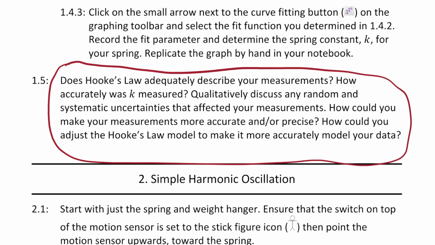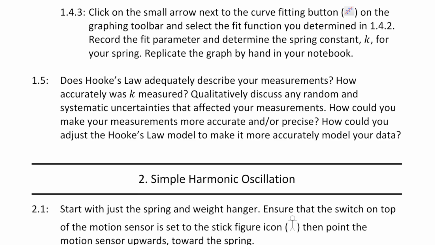I mean, it depends on who it was. For some people maybe it didn't describe it as well as others, and that's okay. That's what experimental physics is about. Then it asks, how could you adjust Hooke's law model to make it more accurately model your data? This is a really open-ended question.